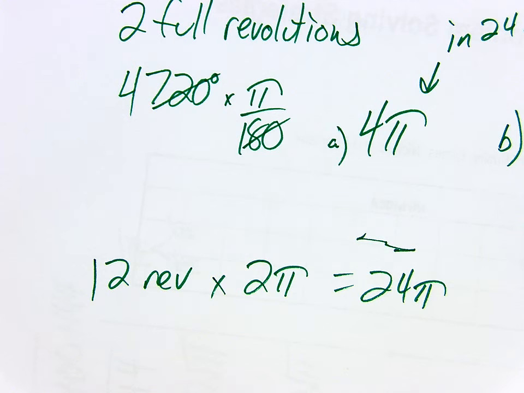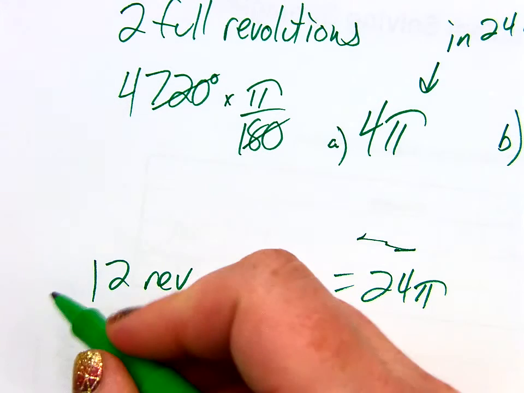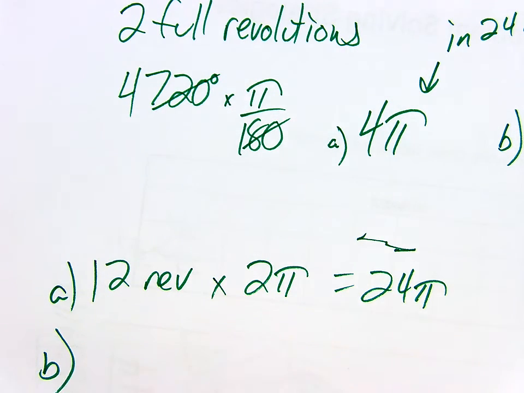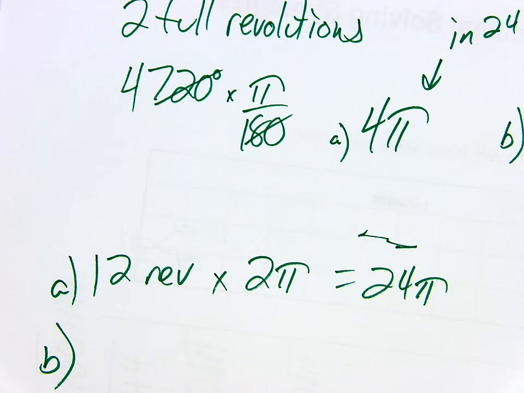So then part B is 3 hours. Oh, yeah. 3 hours, so 3 revs times 2 pi. 6 pi, right? 6 pi. That's it.